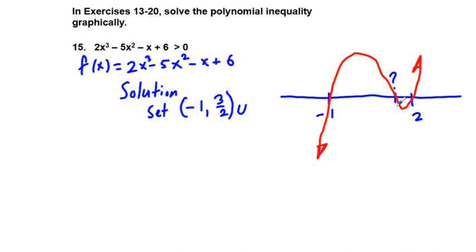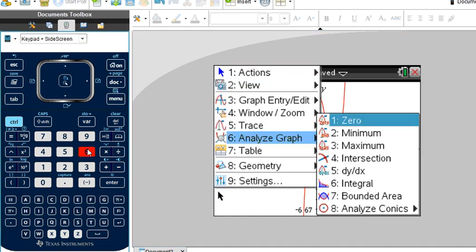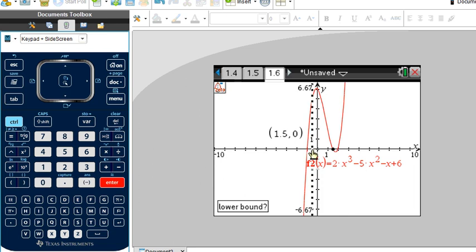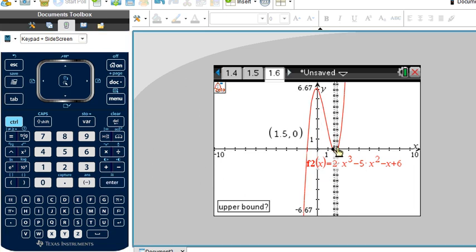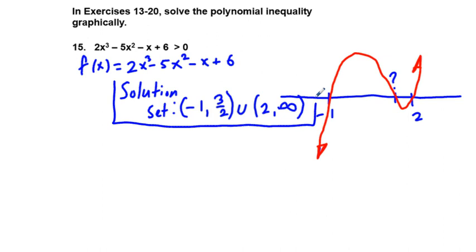Union. It looks like we're going from 2, to be sure here. Menu, analyze graph, 0. We're going to go from here. So we have another 0 at x equals 2. Go back in here, and we say 2 to infinity. So we've really verified this as we've gone, that this is indeed our solution set. And on the little sketch I drew over here, where that question mark is, we'll put 3 over 2.